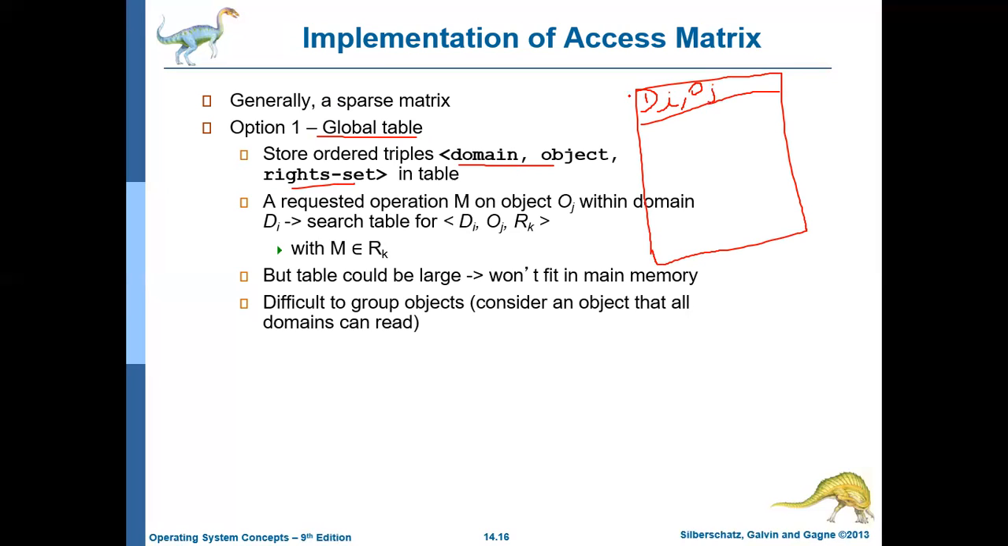That is, a process executing in domain Di can perform these operations on the object Oj. The operations are represented through access rights: whether it can perform read, write, execute, or print. For every domain and for every object, a record should be maintained. The drawback with this technique is that the global table might be too large. It may not fit into memory.